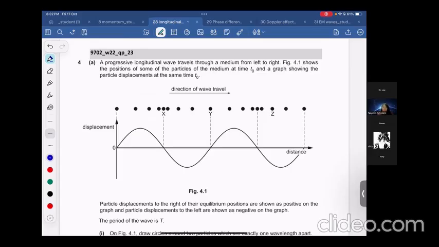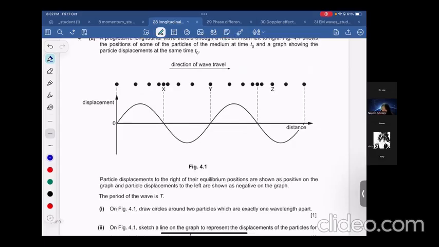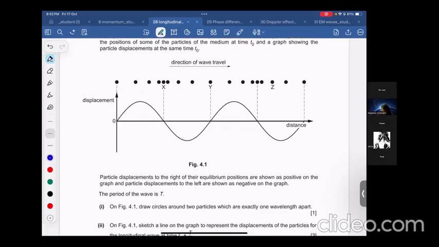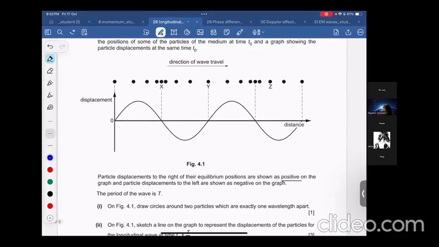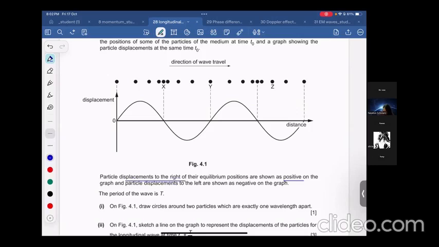Then all the particles are in this position. Particle displacement to the right of their equilibrium position is shown as positive on the graph. If displacement goes to the right, the displacement is positive. Particle displacement to the left is shown as negative on the graph. So the positive area is going to the right and the negative area is going to the left. Period of the wave is T.